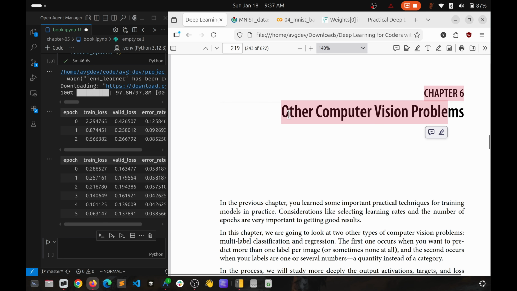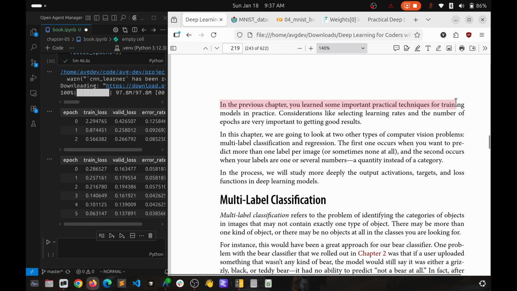Chapter 6. Other computer vision problems. In the previous chapter, you learned some important practical techniques for training models in practice. Considerations like selecting learning rates and the number of epochs are very important to getting good results. In this chapter, we are going to look at two other types of computer vision problems: multi-label classification and regression.